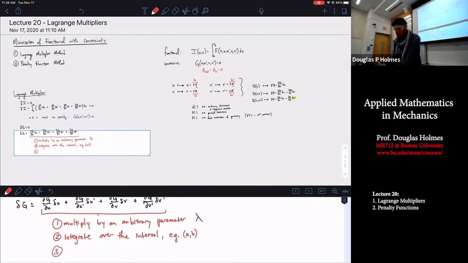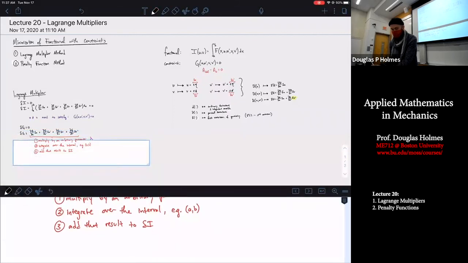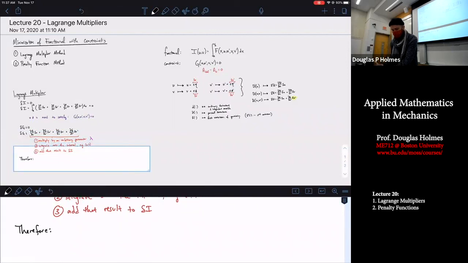And then the third step is add that result to the variation in I. Okay. Not bad. It's really pretty straightforward. Because now we can get to what we want, which is, we can say that the integral from A to B of all this stuff.